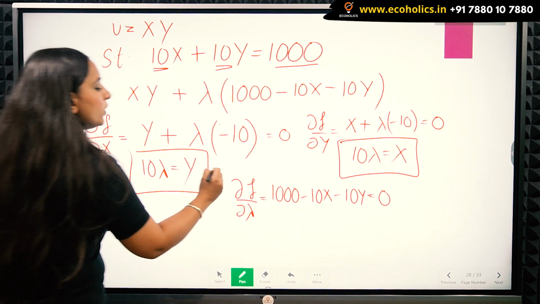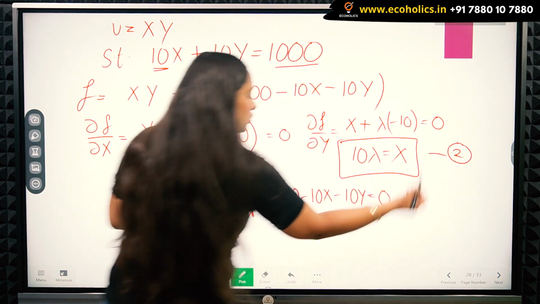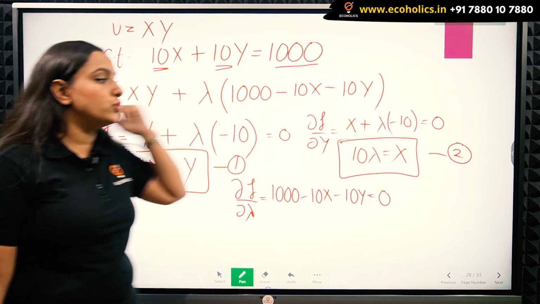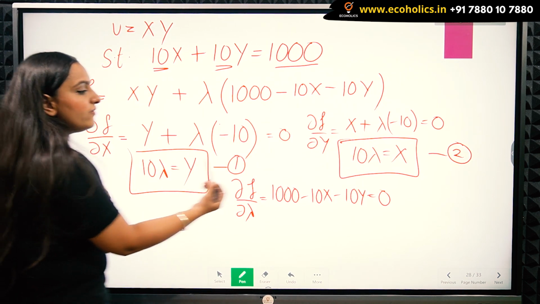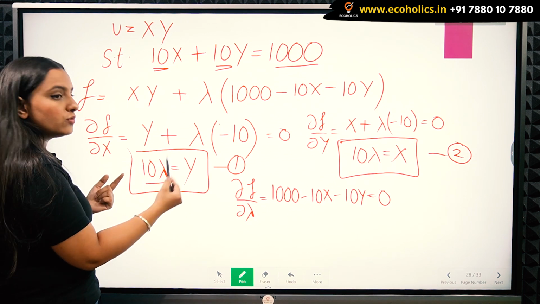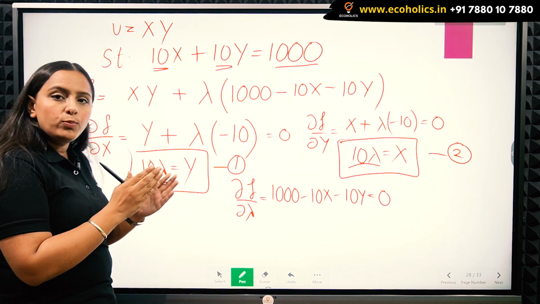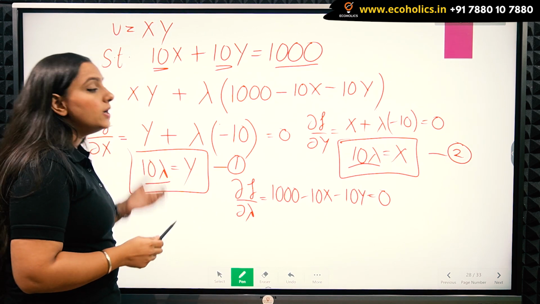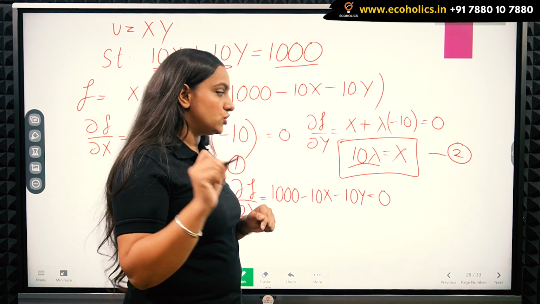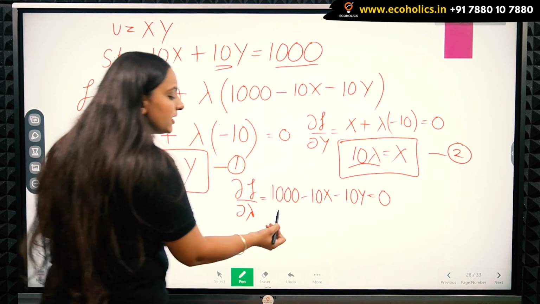This is the third condition. If you observe equation 1 and equation 2, you can see that y will be equal to x, because here y is equal to 10 lambda and here x is equal to 10 lambda. If I equate both the equations, I will get x equals y. So I can put that condition from equations 1 and 2 back into the budget constraint.